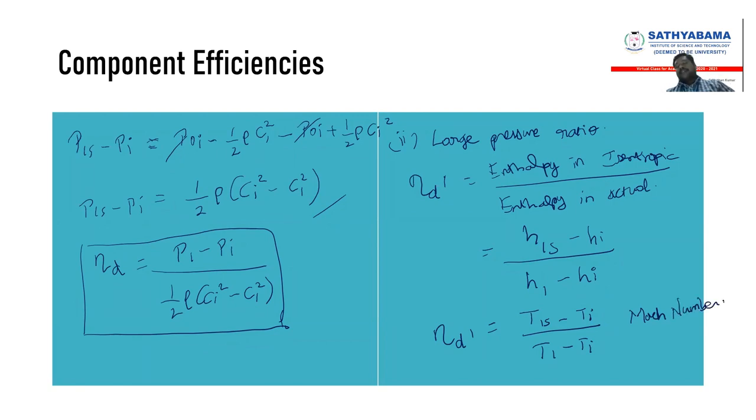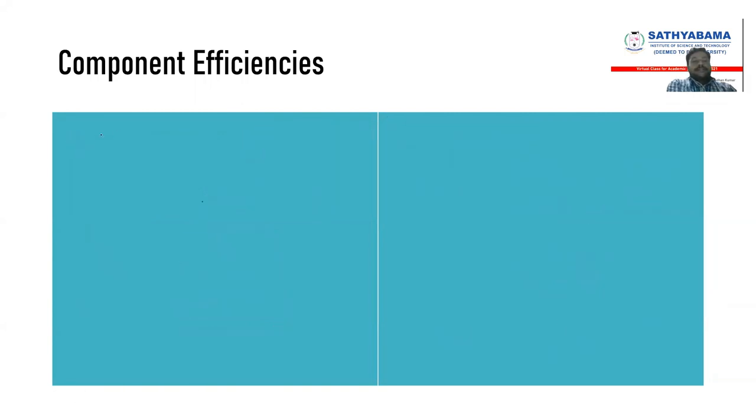So how are we supposed to write it in terms of Mach number? It's very simple. For the given equation, for eta D dash, we can take TA common outside first. So what is it? T1S by TA minus 1, divided by T1 by TA minus 1, right? So this TA, TA is getting cancelled.